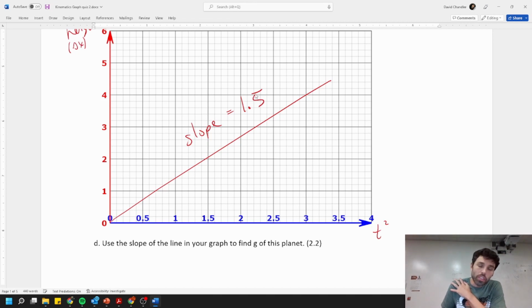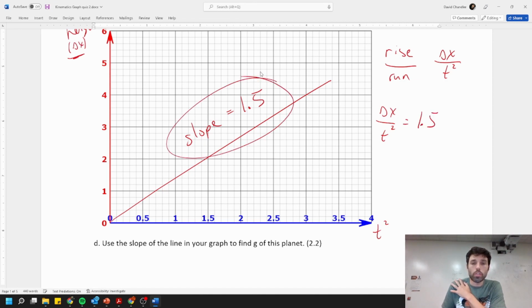And since the slope of the line is rise divided by run, and our rise was delta x on the y-axis, with delta x divided by the run, which is t squared, then we can say that delta x over t squared equals 1.5, because that's what the slope is. The slope is the rise over the run. It's a constant slope, it's not changing. So delta x over t squared is 1.5.